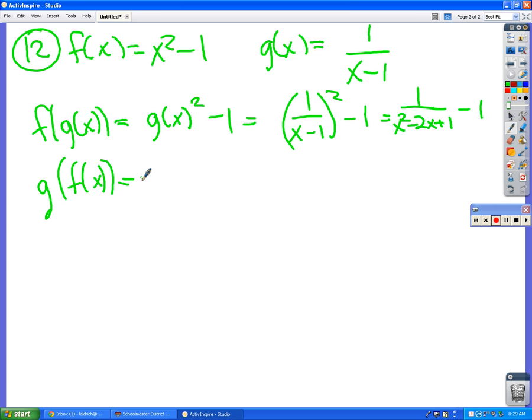Okay, then we go the other way, g of f of x. So I take the g function, replace the x with an f of x. But f of x is x squared minus 1, so I'm going to rewrite that as 1 over x squared minus 1 minus 1. And that one, of course, you can simplify to x squared minus 2. All right?